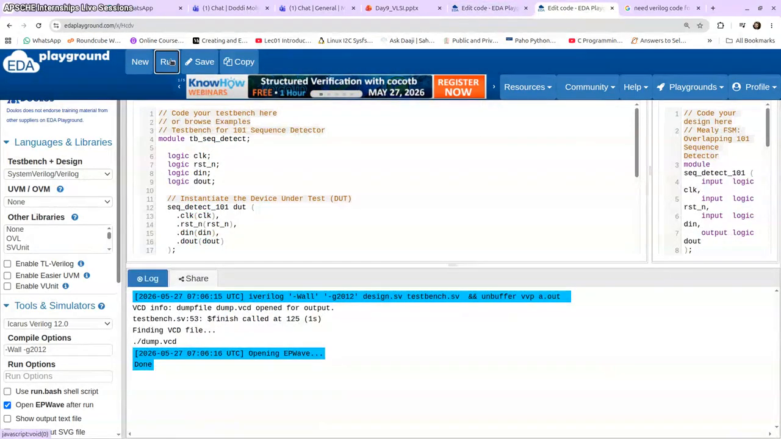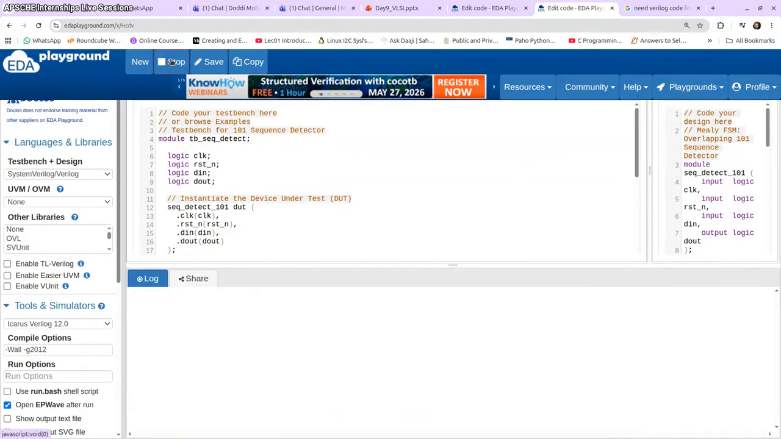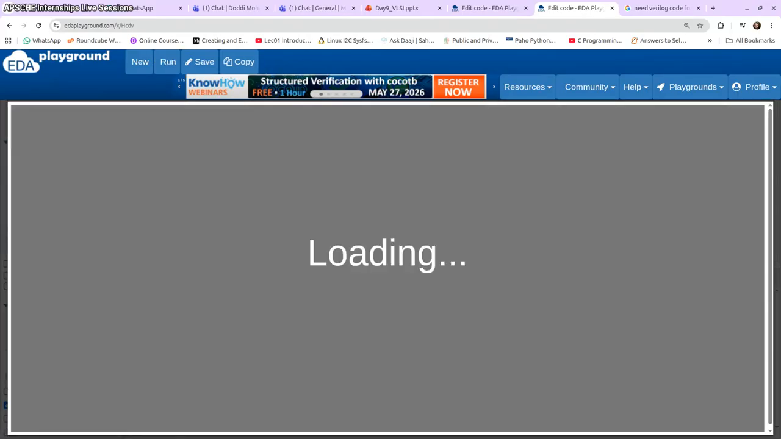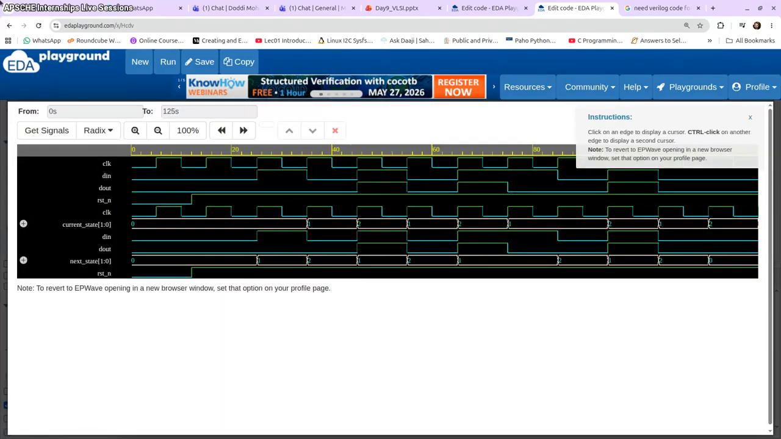Here, if I try to run it, we can see the same output with the waves. Okay, the same output, we are able to see through the waves. What is D in? We are getting it. And what is the D out? Here we are getting it as 1, here we are getting it as 1.